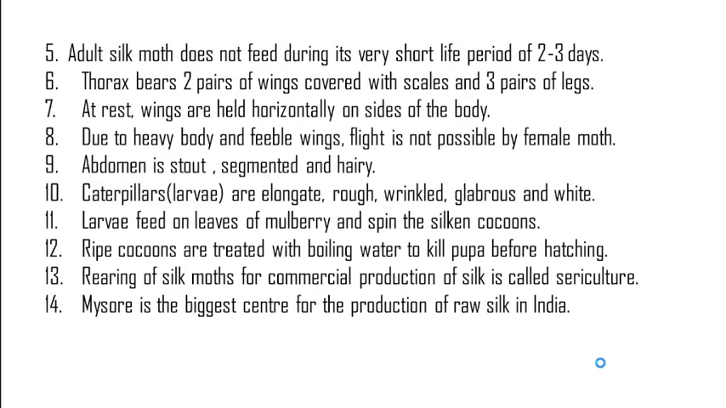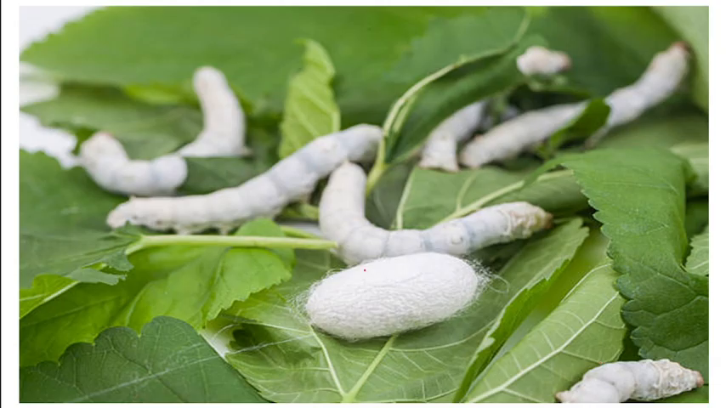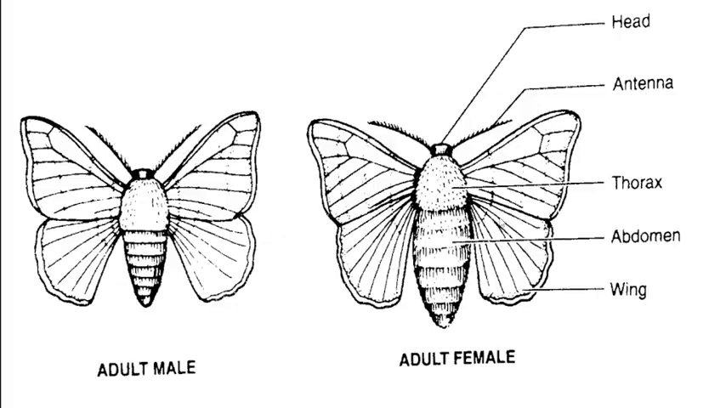Next is silkworm. This is how it looks. This is the cocoon of the silkworm. This is actually the caterpillar, and this is how the adult looks like. ये adult male है and this is adult female.